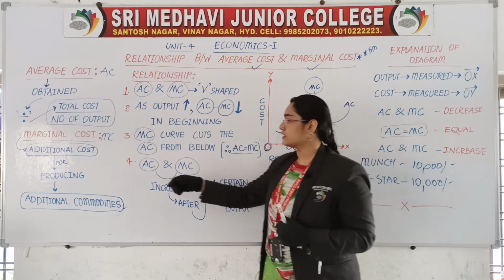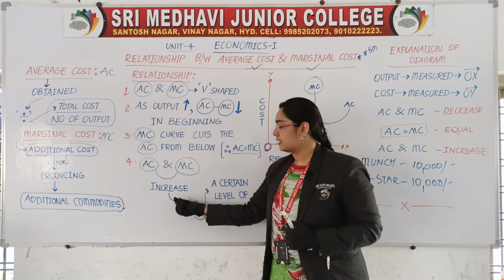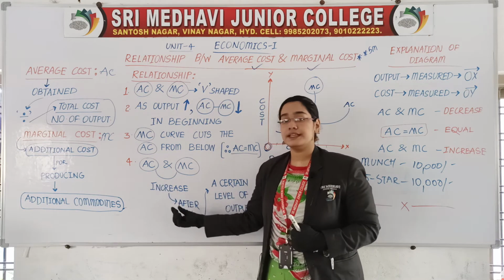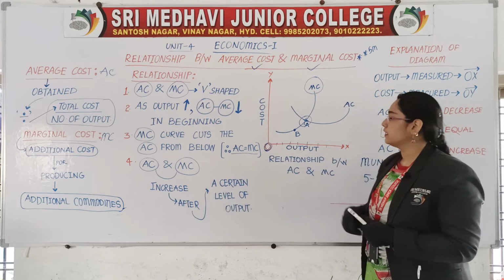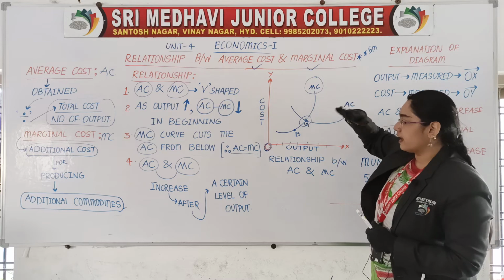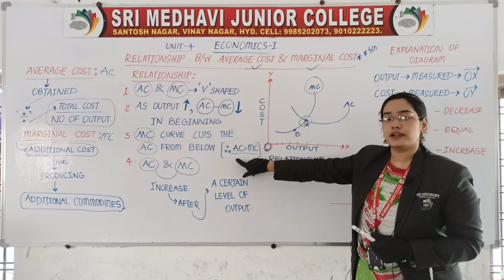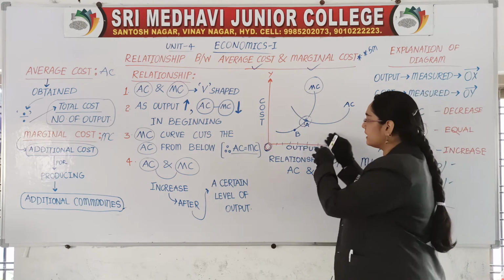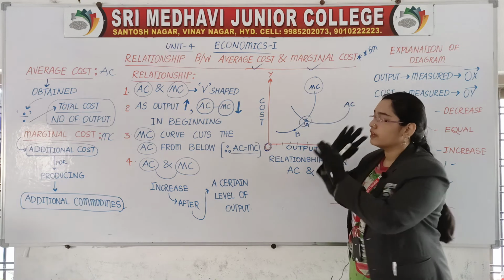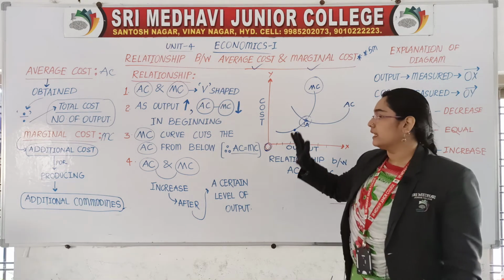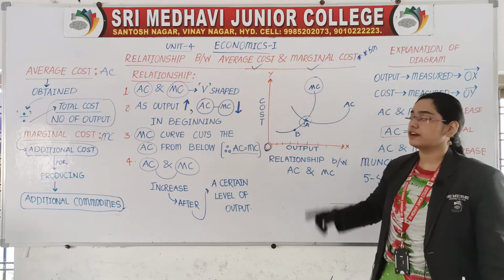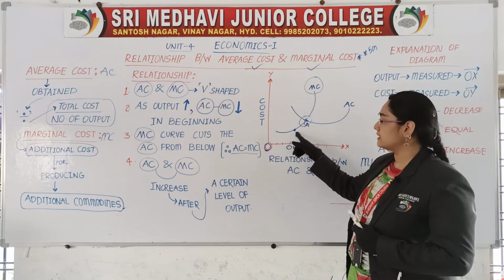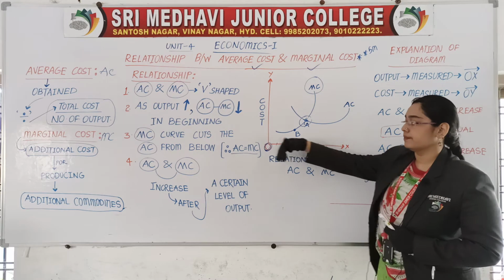Alright. Next point. AC and MC increase after a certain level of output. So at this point they are equal, as I said just now. AC and MC are equal at this point, but they started increasing after a certain level of output. It is very simple. Let us recall it once again. AC and MC curves are which shaped? They are V-shaped.